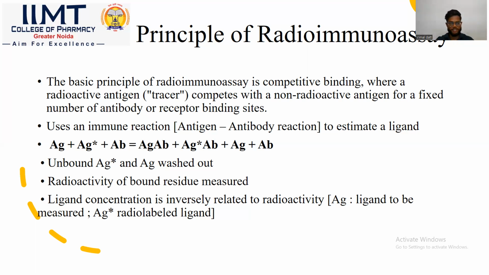In this equation, Ag means unbound antigen, that is our invading antigen, and Ag* is the labeled antigen, and Ab means antibody, which is used for detection purposes. Then they make complexes such as Ag·Ab, which is a complex of antigen that is not labeled with a radioactive substance, and Ag*·Ab, which is a complex of antibody with antigen that is radiolabeled. Some free antigen and antibody are also present in the solution. So we are moving to the next slide.